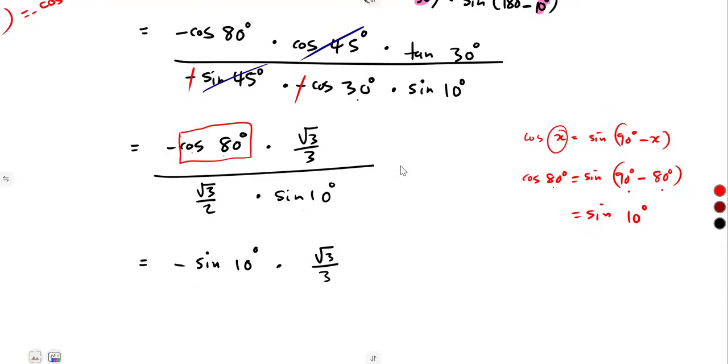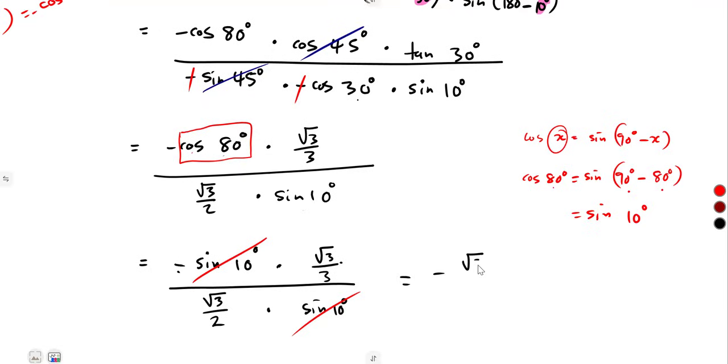All right. That is everything here over the square root of 3 over 2 times the sine of 10. So this is going to help us to cancel because we can see that they are exactly the same. So this was going to give us negative times here, negative square root of 3 over 3. Everything over what?